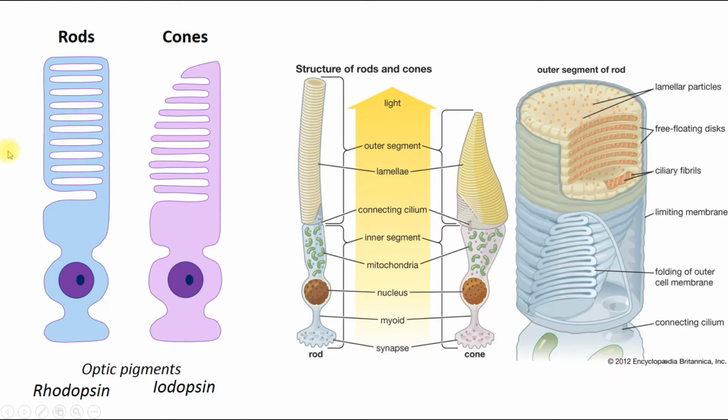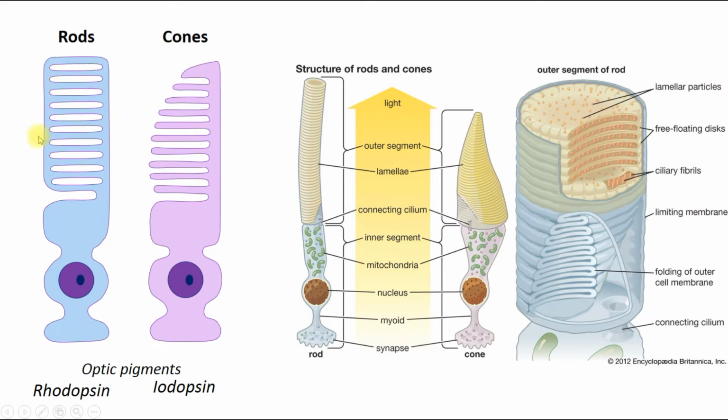They have common features. They have a perikaryon, so they are modified neurons. They have a perikaryon, a modified axon, and this part of the cell is a modified dendrite. This modified dendrite has an outer segment and an inner segment, and there is a special cilium which connects them. So: outer segment, inner segment, perikaryon with nucleus, and modified axon. This is the structure of a rod and a cone.